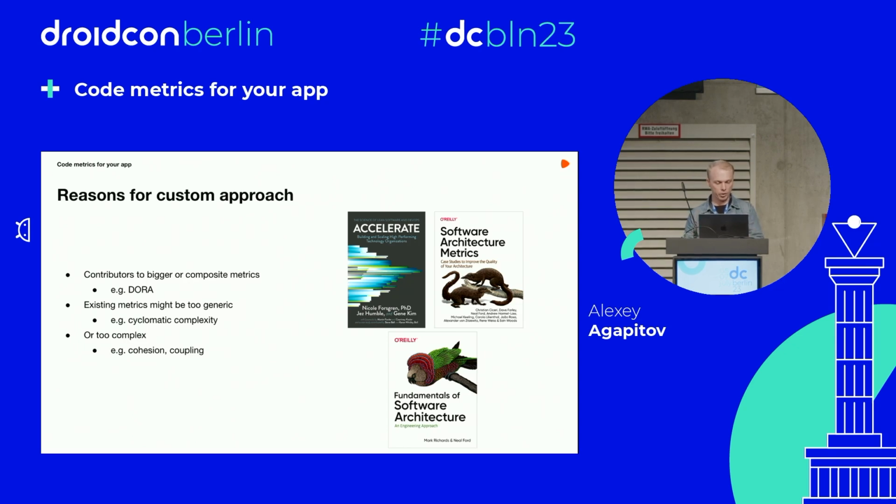There are also metrics which might be too complex to calculate, like cohesion and coupling. If you look at the fundamentals of software architecture, you'll see that they have rather complicated formulas. So this is not something you can just quickly sketch in a Python script, run over your project and get those numbers out. Unless you have software which was actually built to calculate those things, it also wouldn't tell you much.